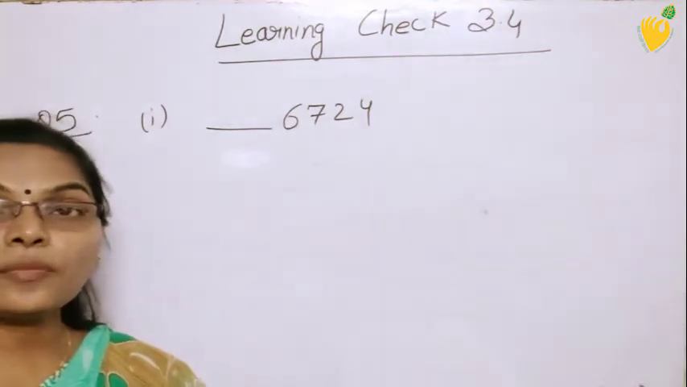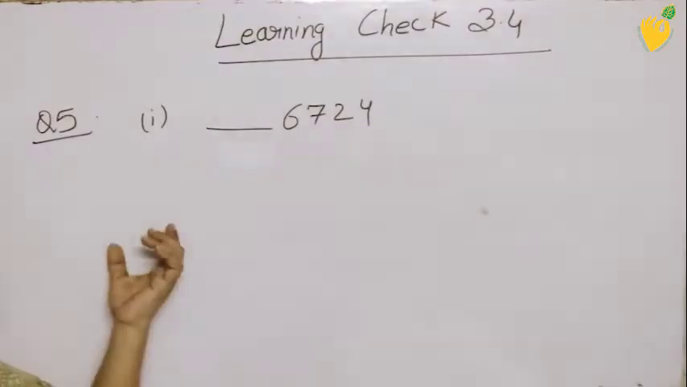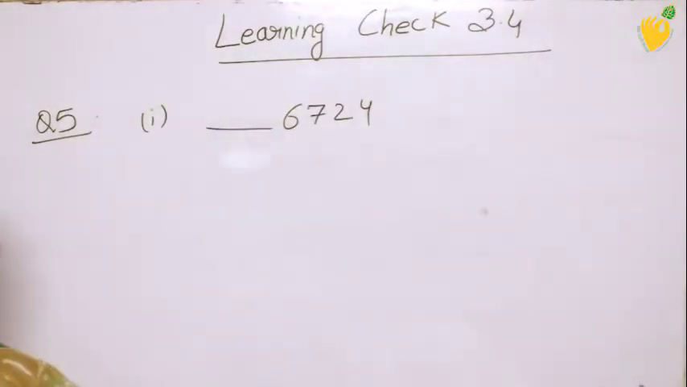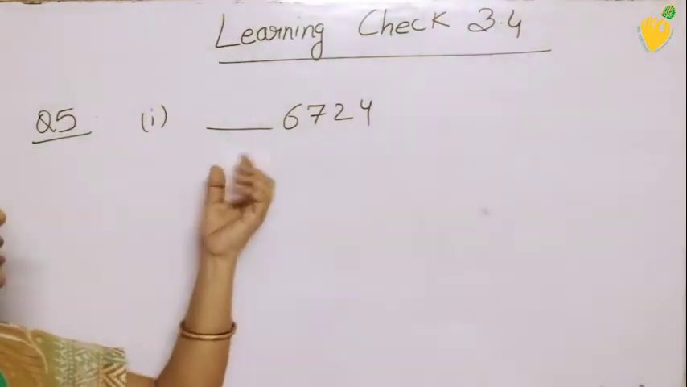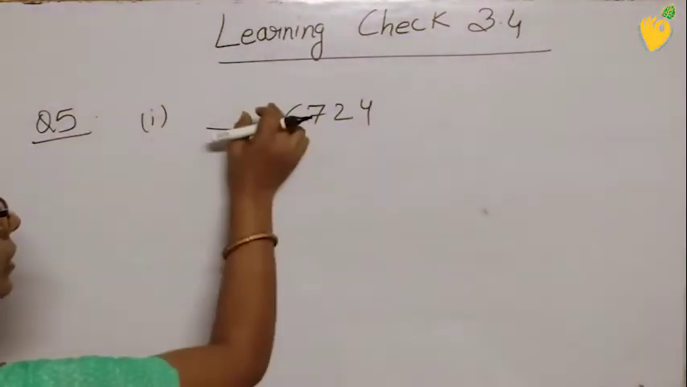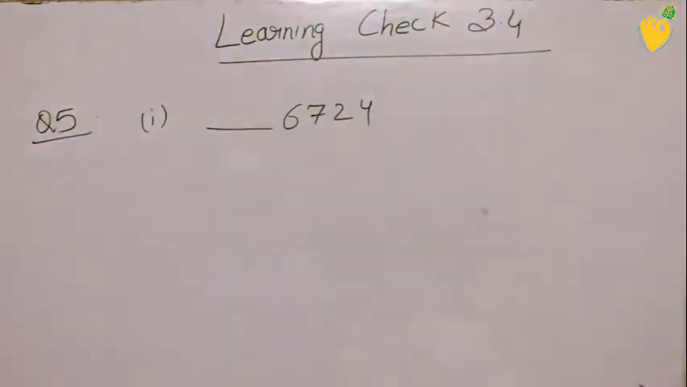Now let's do the questions from the learning check 3.4. Question number 5 is this, students. A blank has been given to you. You have to write a single digit number here. That means you have to write the smallest digit. By writing that smallest digit, the new number must be divisible by 3.